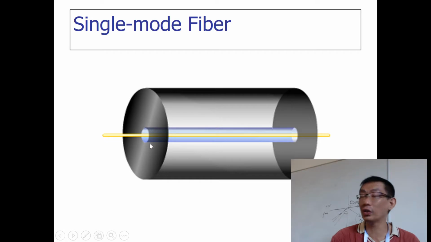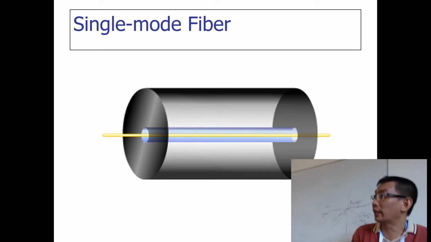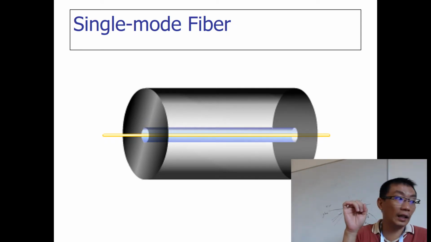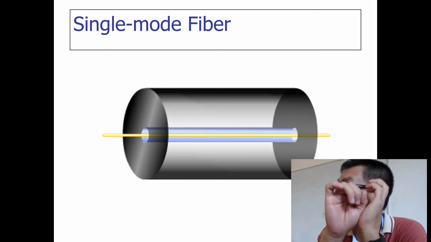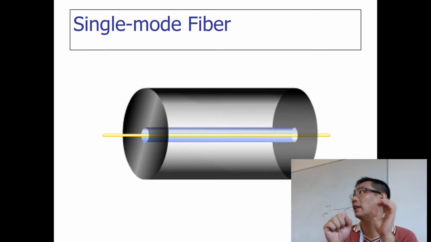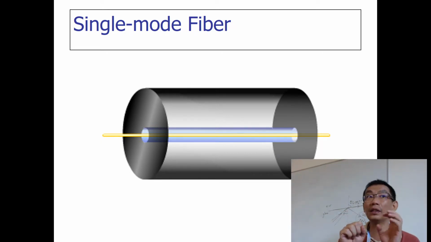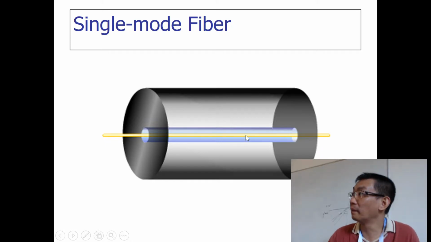So since the core is very small, a lot of light cannot go inside the core. It's just like a pinhole. So you need a very powerful light source, because a lot of the light will be lost. Whenever the light manages to go inside the hole, the light will be in a straight line.